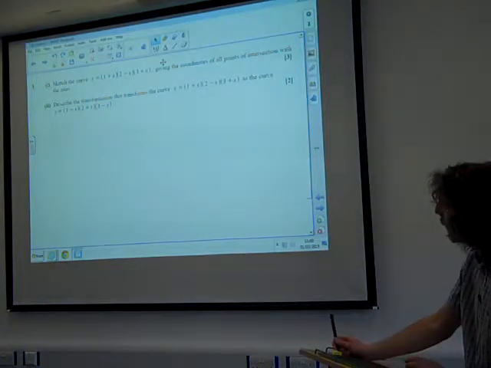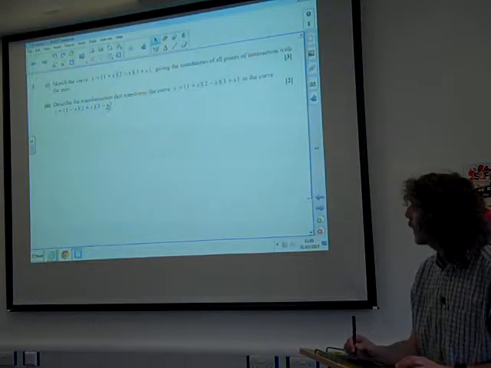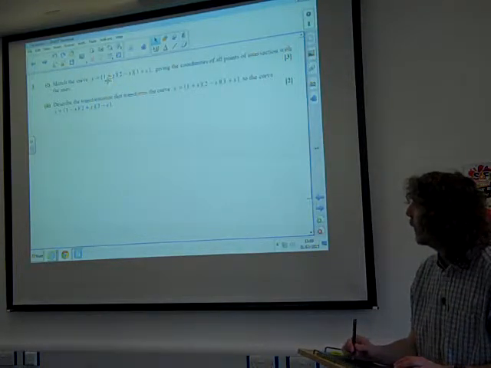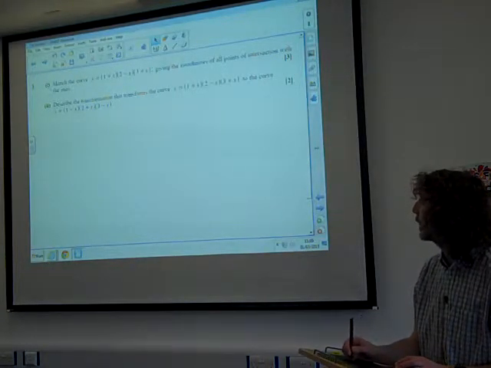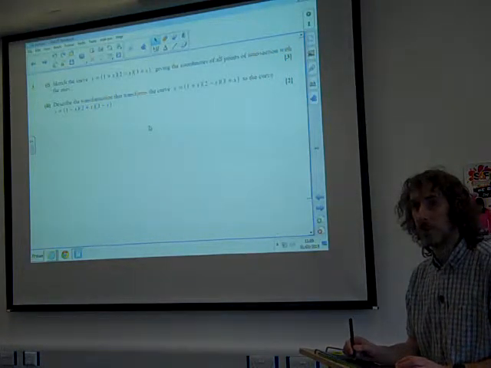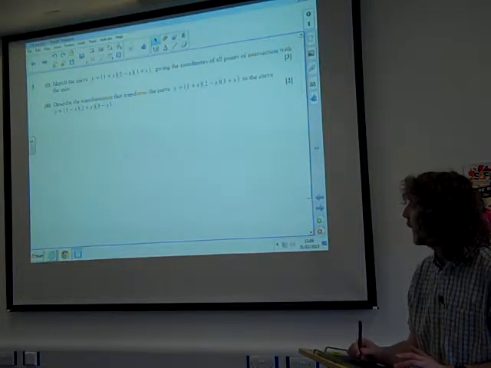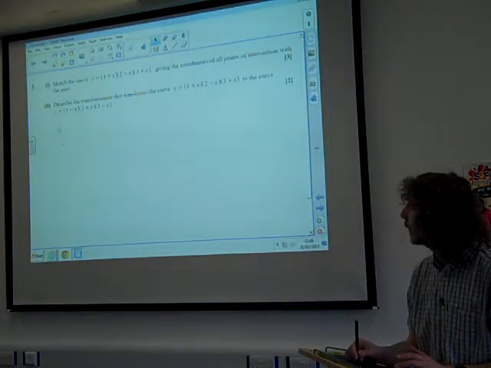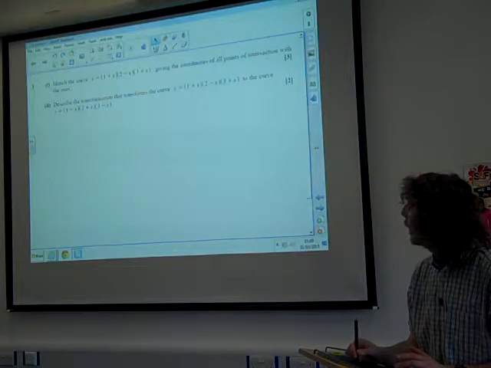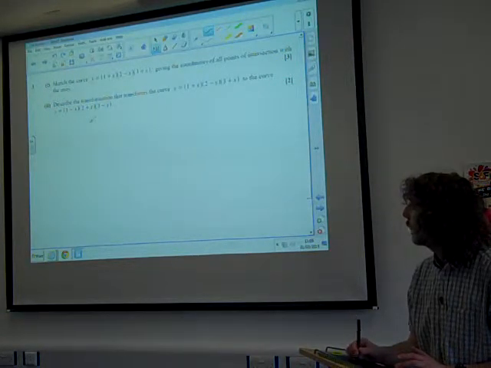Brilliant. Right, question 3 asks us to sketch this graph. Sketch the curve y equals (1 plus x)(2 minus x)(3 plus x), giving the coordinates of all the points of intersection with the axes. Well, in some ways we could treat this as just being a join the dots exercise. We're doing y equals (1 plus x)(2 minus x)(3 plus x).